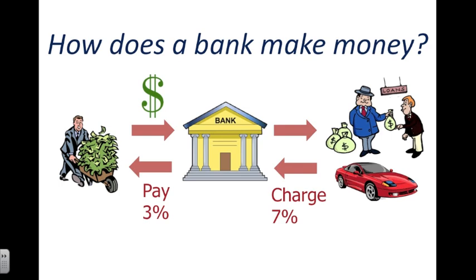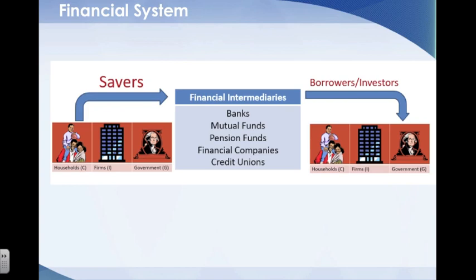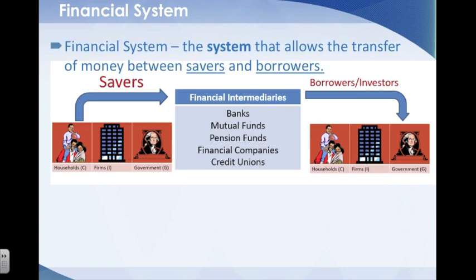So what is the bank earning on this transaction? In this case, the bank is charging 7 and paying 3 for a real interest rate of 4%. So the bank would make 4% on this particular loan. Now banks are a part of what we call a financial system. And a financial system is a system that allows money to be transferred from and to savers and borrowers.